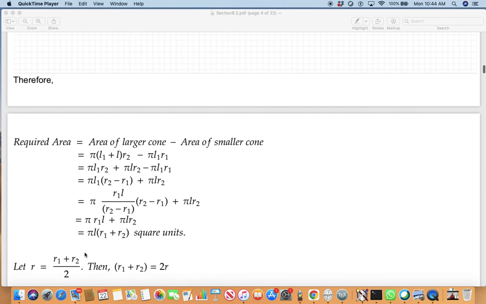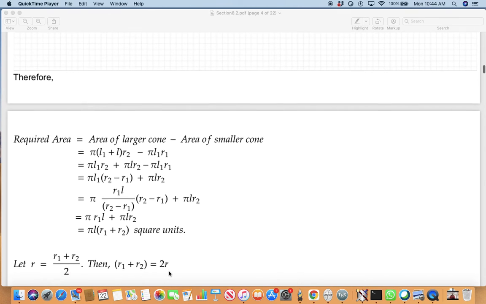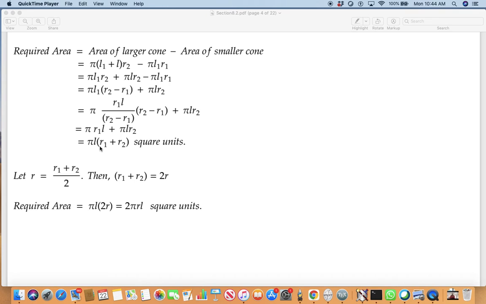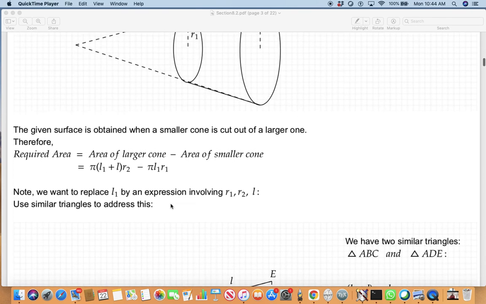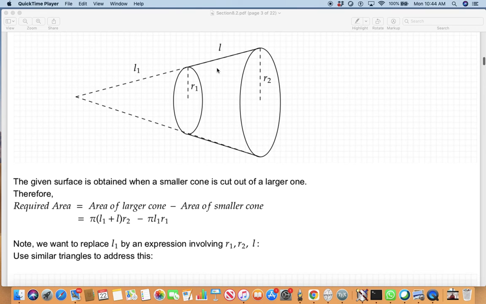Well, let R represent the average of these two. That is R1 plus R2 over 2. Then R1 plus R2 is twice R. Okay. In other words, R1 plus R2 is twice R. The surface area of our particular surface is 2R pi L. In other words, 2 pi R L square units. Okay. 2 pi R L square units is the surface area of such a surface.